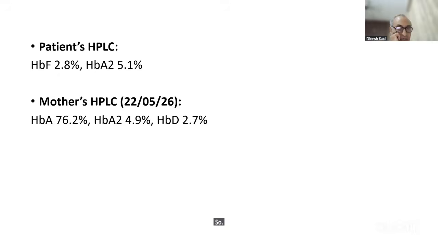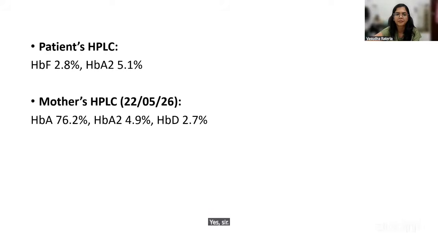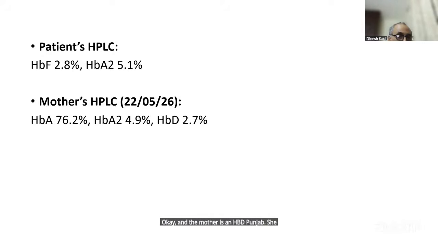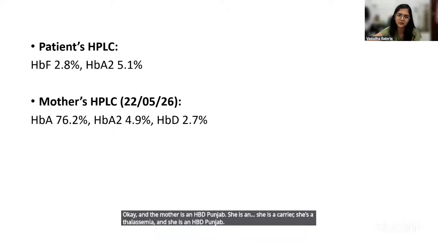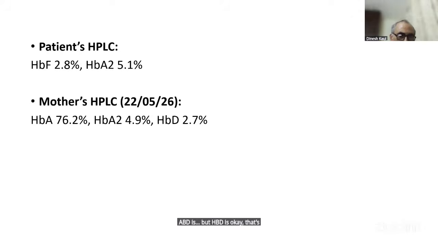HbA2 is high, 5.1%. So 5.2, more than 4. HbA2 is more than 3.5, so she is by all standards thalassemia minor. And the mother is an HbD Punjab carrier. She is a thalassemia carrier and she is an HbD Punjab. HbD is okay, 2.7. That's fine.